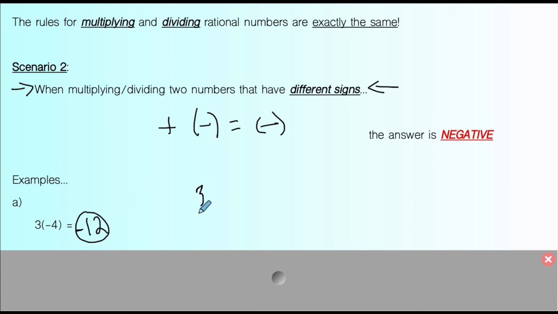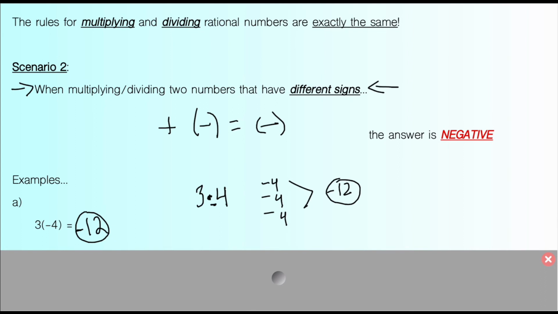I mean, think about what that means. What does 3 times 4 mean? It means 3 groups of 4. Or you could read it backwards, 4 groups of 3. But I'm going to say 3 groups of 4. In this case, it's 3 groups of negative 4. So that's negative 4, negative 4, negative 4. In total, negative 12. That's why when you multiply a positive by a negative, your final answer is negative.